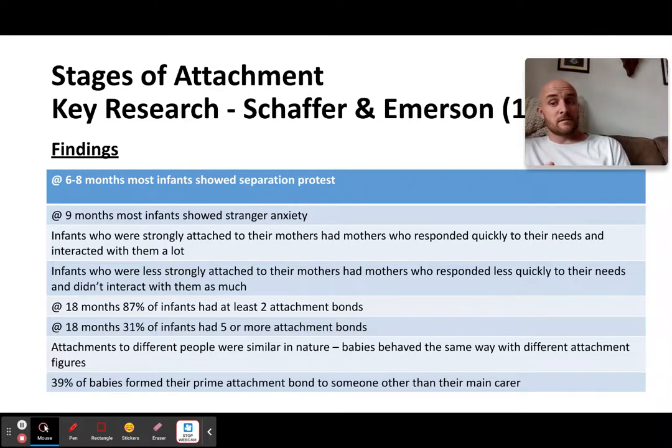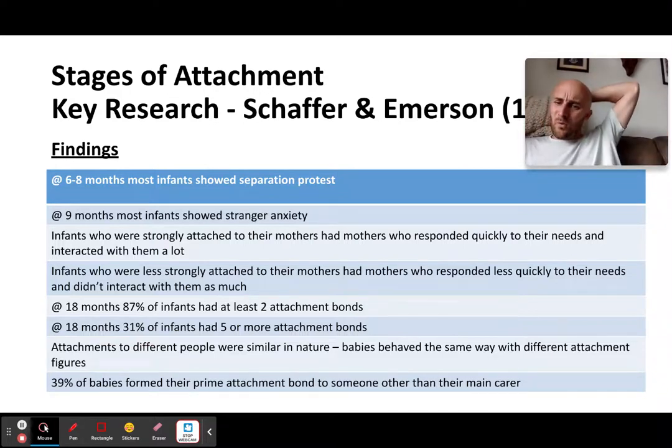This is quite offensive to me. At 18 months old, almost 90% of infants had made at least 2 attachment bonds. And at 18 months old, 31%, almost a third of babies have got 5 or more attachments. That's more attachments than I have now. At 18 months old, I'm being outfriended by a baby who's 1.5.